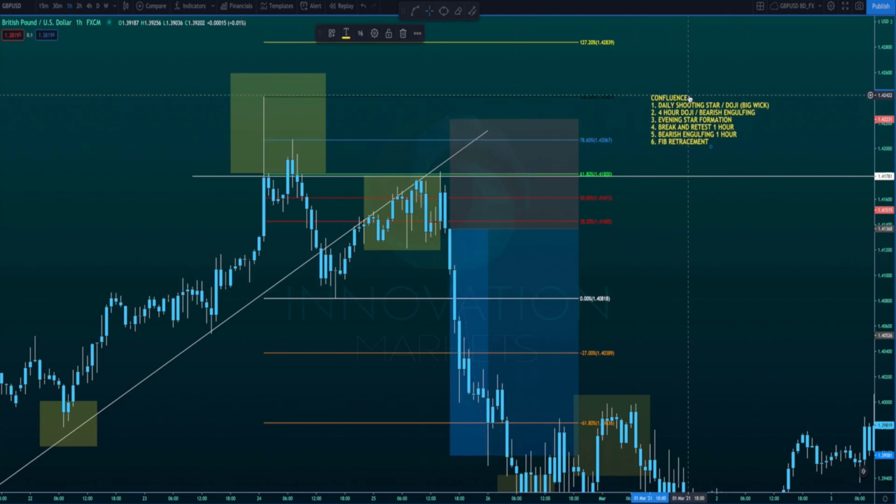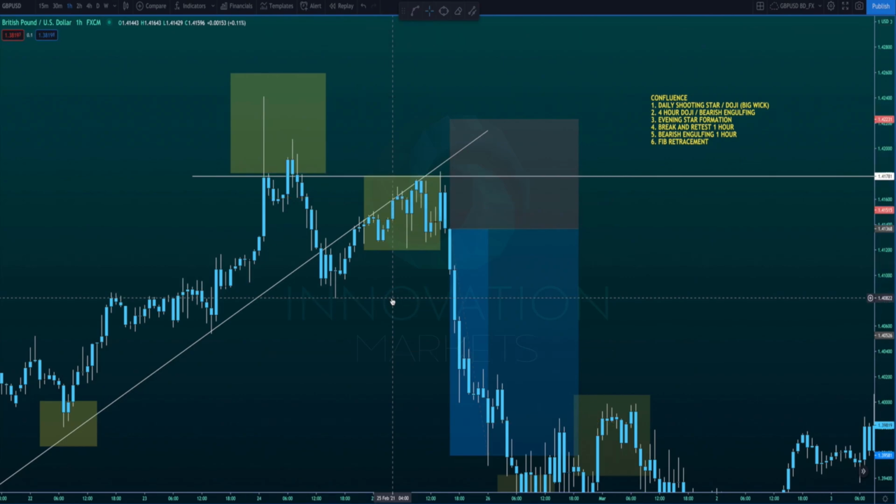But what we need to take out of this context, guys, is we need to think what is this mainly about? It's about this. It's about the confluences. It's about building reasons to take a trade. I'm going to take away this Fibonacci. We will be referring back to that in the future.